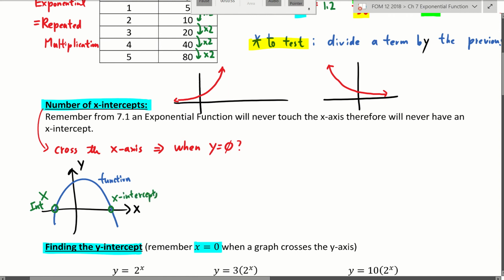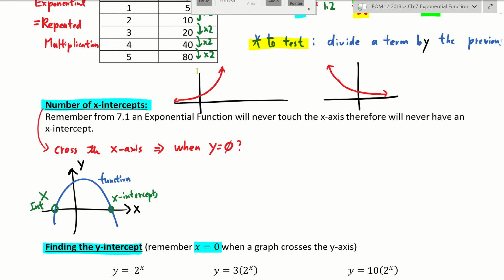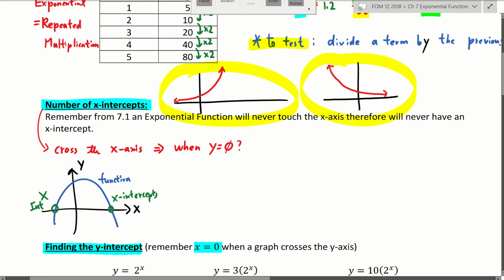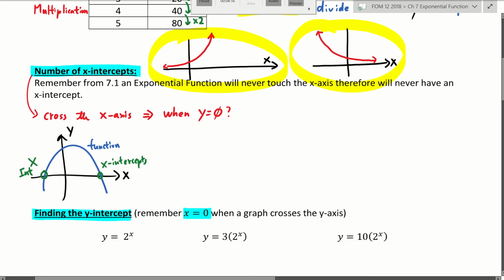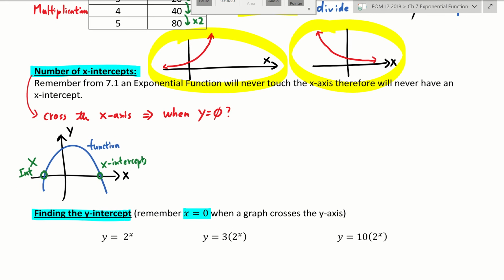Now look at our exponential functions, the two on top, the increasing one and the decreasing one. Does it ever cross the x-axis? I mean, this is the x-axis, the horizontal one. No way. It never crosses the x-axis. So because it never crosses the x-axis, we don't have an x-intercept for this type of function.